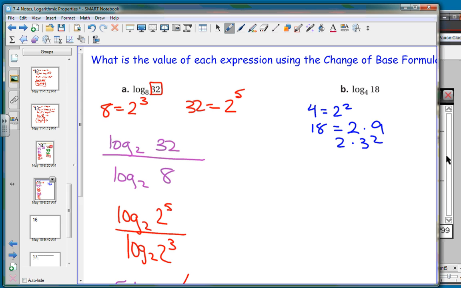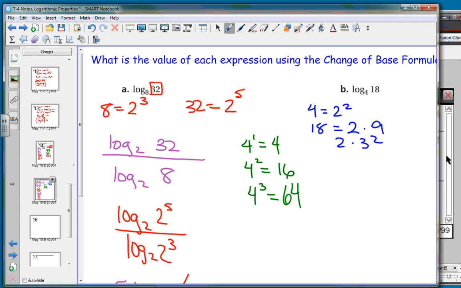Okay? So if I'm going to use a base of 10, keeping in mind before I move on, can I know what the answer is going to be approximately? 4 to the first is 4. 4 squared is 16. 4 cubed is, what's 16 times 4? It's 64.